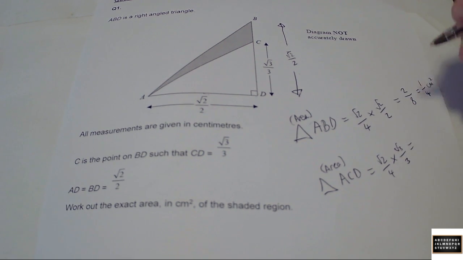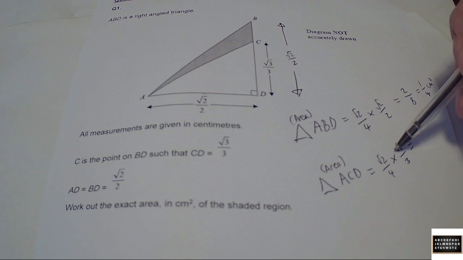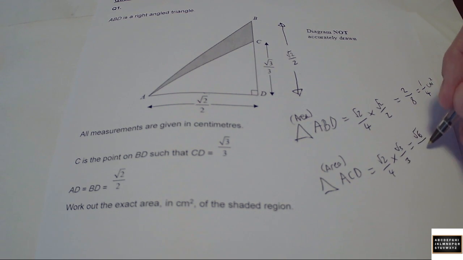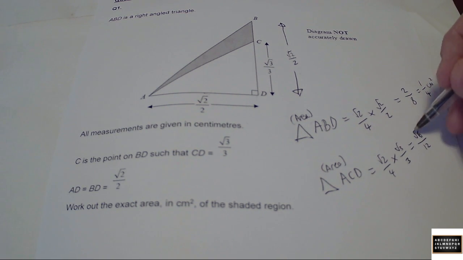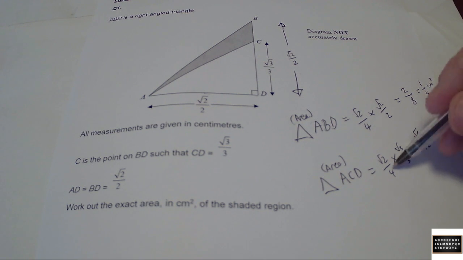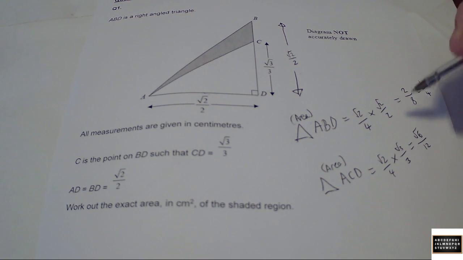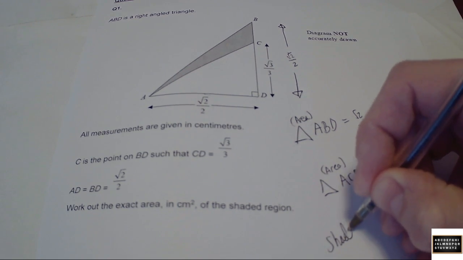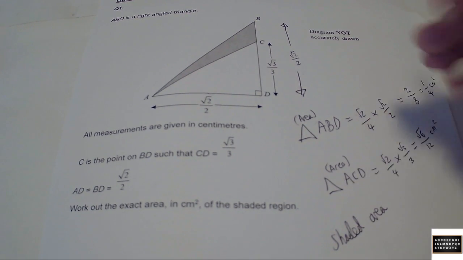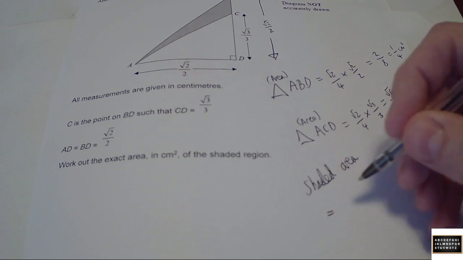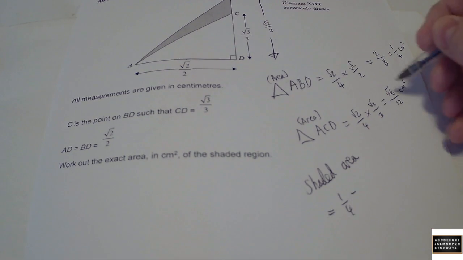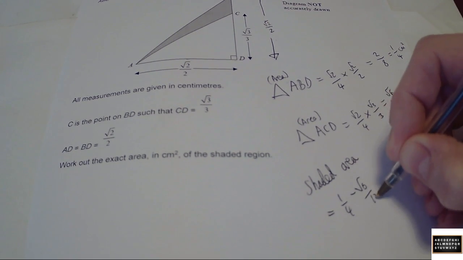So root 3 over 3, and then we've got these two things multiplied, so root 2 times root 3, well, that's just root 6, and then 4 times 3 is 12. This is about as simple as it gets. So in terms of my shaded area, I'm going to move this up slightly so you can see what I'm writing. So the shaded area here will be this one, the quarter, minus root 6 over 12.